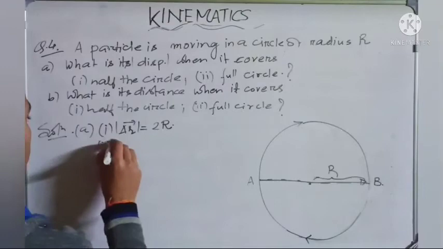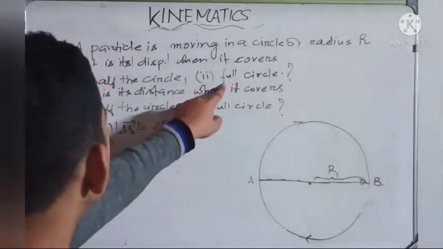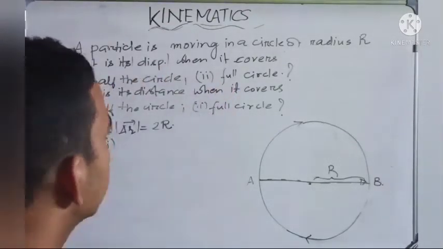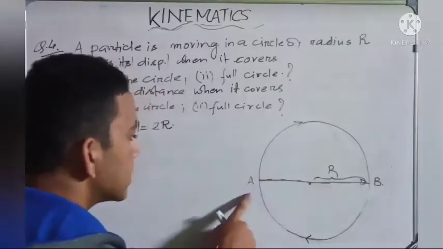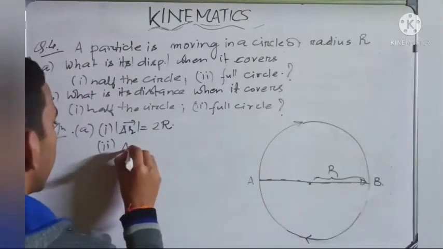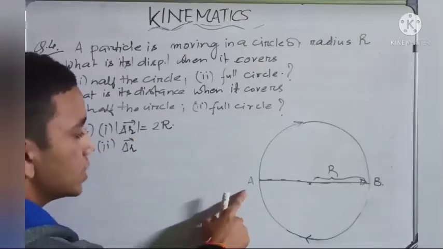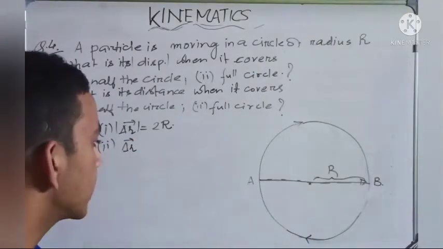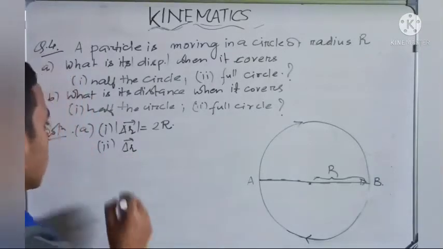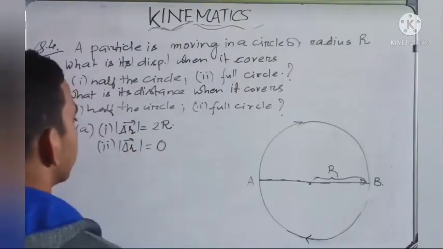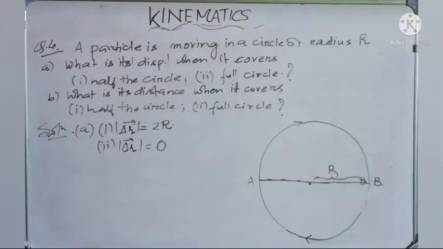The second problem is, we are required to find the magnitude of displacement when it covers the full circle. That means when it moves from position A and reaches position A. Therefore, for delta r vector, its final position vector will be the same as the initial position vector. Therefore, we know delta r vector is the final position vector minus the initial position vector. So it will result in a 0 vector, therefore the magnitude is going to be 0.